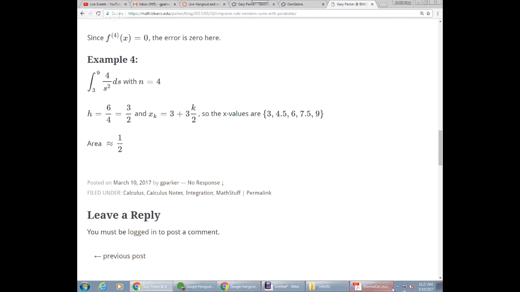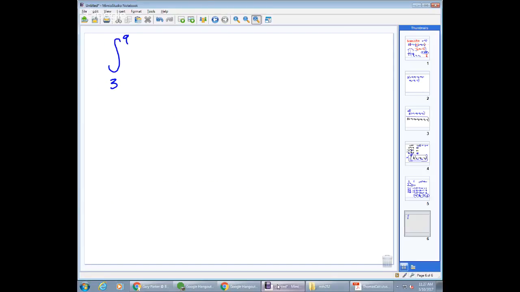Yes, 4 over s squared with 4 subintervals. So 4 over s squared with respect to s, n is equal to 4. The first steps are like the way we did Riemann sums. We should do a little sketch of this, and we should also calculate our h. H is always the width of the interval, so 9 minus 3, divided by how many subintervals you want. That's 4. So 9 minus 3 is 6. 6 fourths reduces down to 3 halves, or 1.5 if you like decimals. So that's what our h is here.